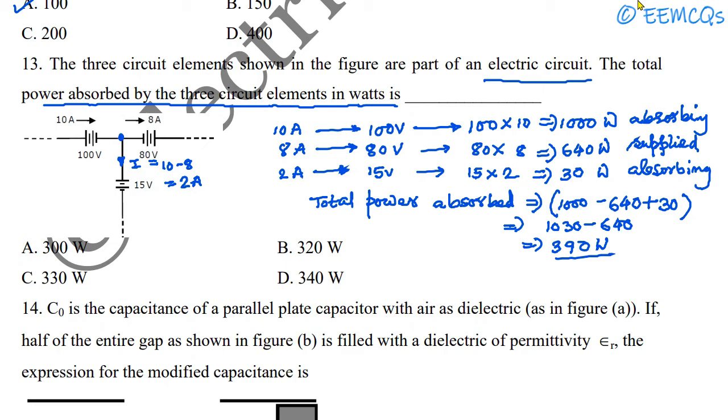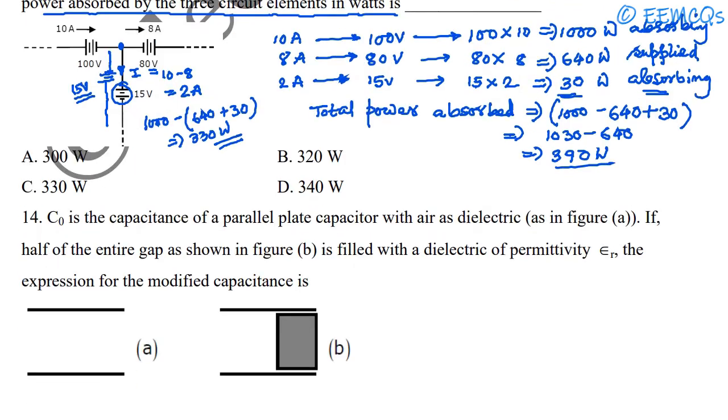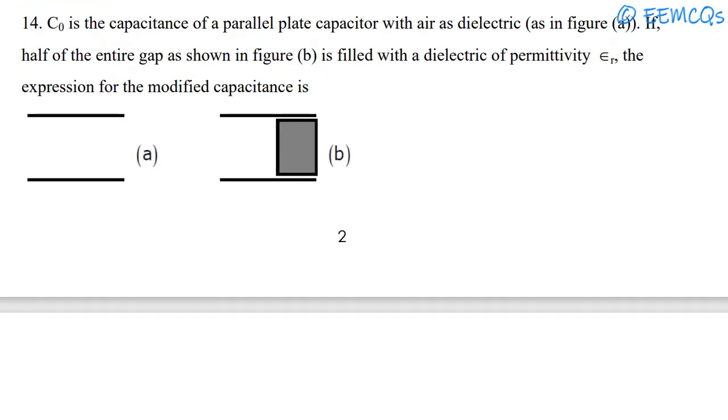Okay, but if this source had been connected like this, in that case this 30 watt power would have been supplying power. In that case the answer will be 1000 minus 640 plus 30, that means 330 watts. Okay, hope all of you have understood. So let us go to the next problem, that is problem number 14. C0 is the capacitance of a parallel plate capacitor with air as dielectric.